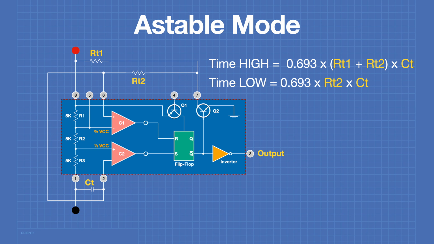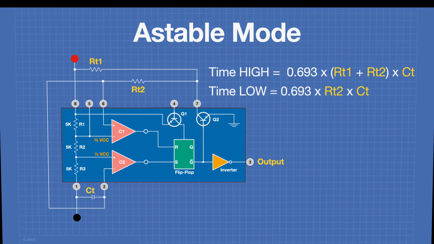Now here is how we would hook up astable mode on a 555 timer. The time the output spends high is determined by resistors RT1 and RT2, as well as capacitor CT. The time that the output spends low is determined by the values of resistor RT2 and CT. By changing the value of these resistors and capacitors, we can produce a rectangular output at any frequency within the range of the 555 timer.